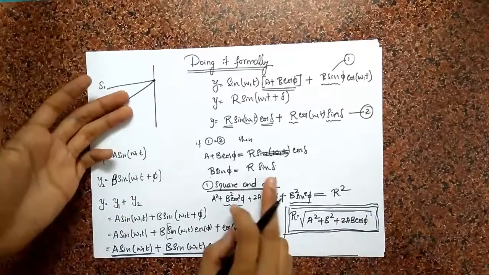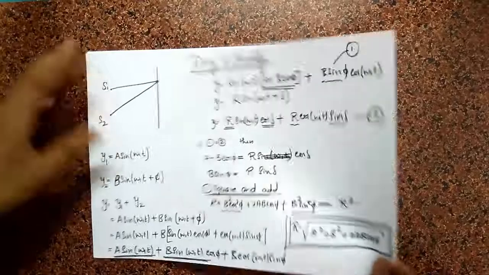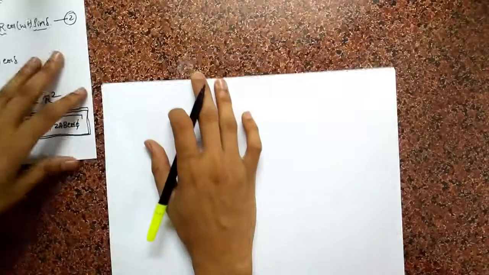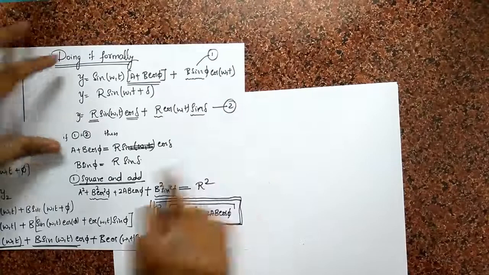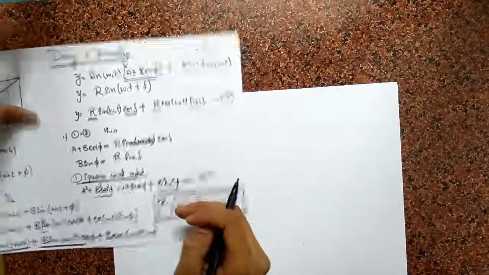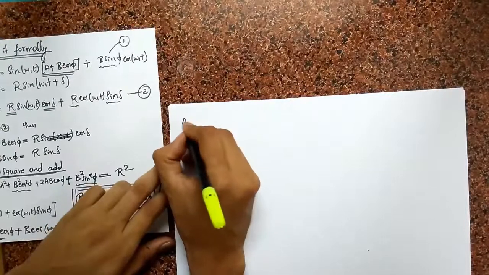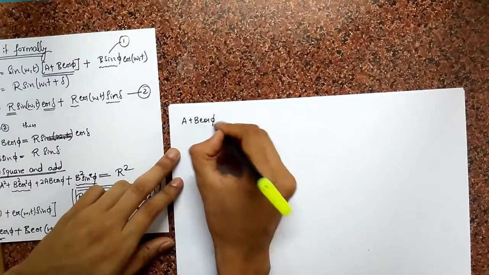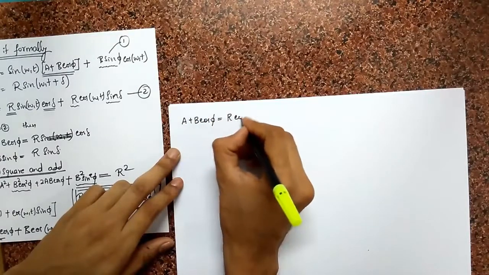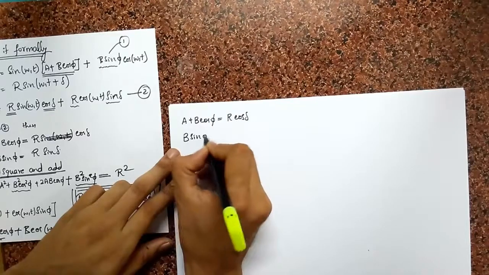And now what is going to be the resulting delta? I have to do that on the other page, so let me do that. So the resulting delta, I'll keep it over here. These are the two equations which I have. Let me just write these two equations down. I have a plus b cos phi is equal to r cos delta, and I have b sine phi equals r sine delta.